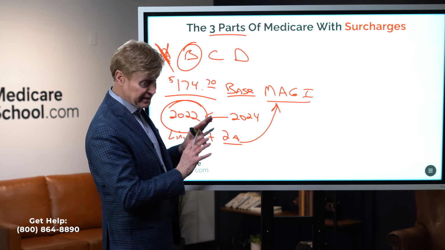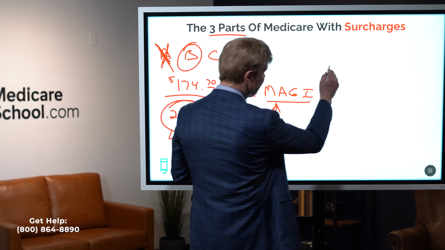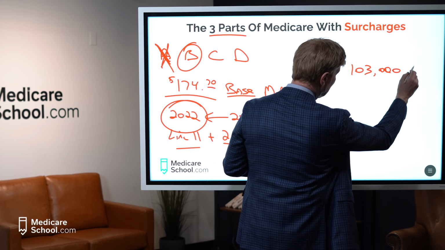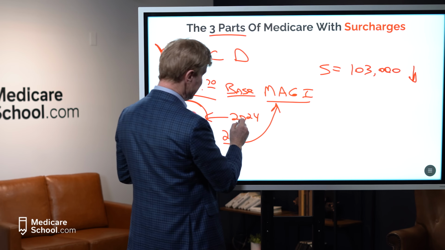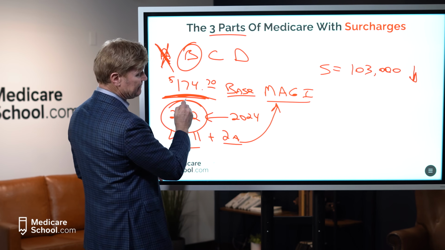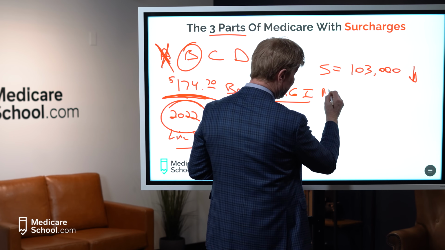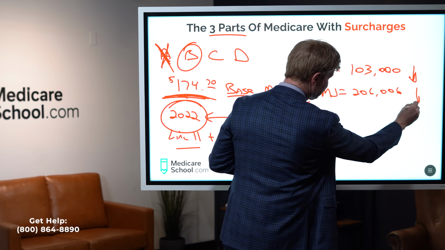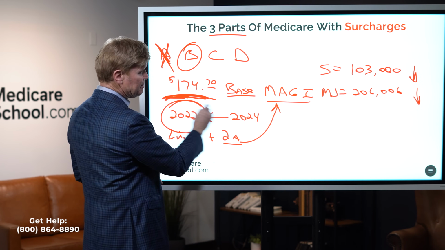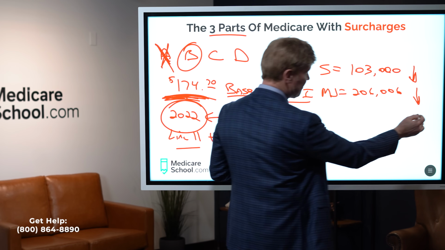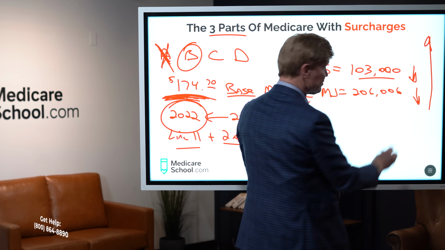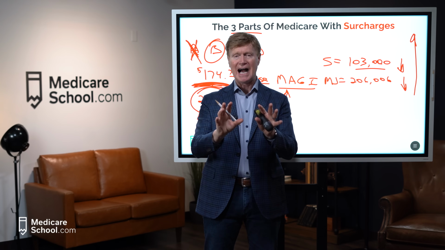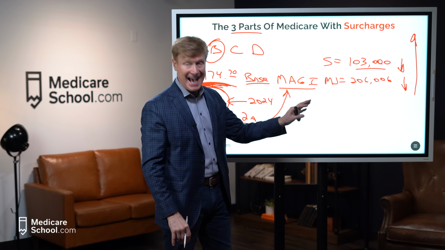All right, and so they have income thresholds. A single filer at $103,000 or less pays that base premium. A married couple that files a joint return, that's just double, at $206,000 or less, again just pays the base premium. But as you can see, if I'm above these numbers, as a single 103, a married couple filing a joint return above 206, now I'm going to have an additional amount added to my Part B premium.